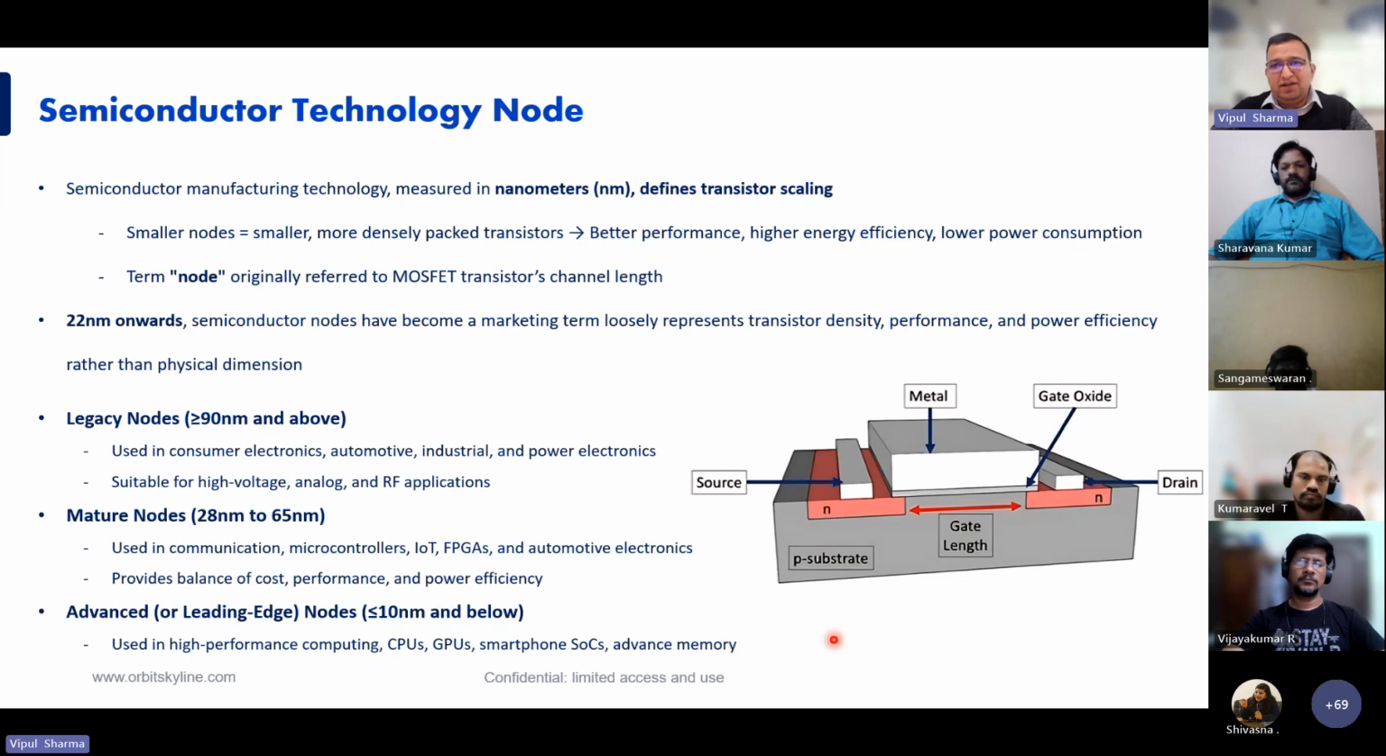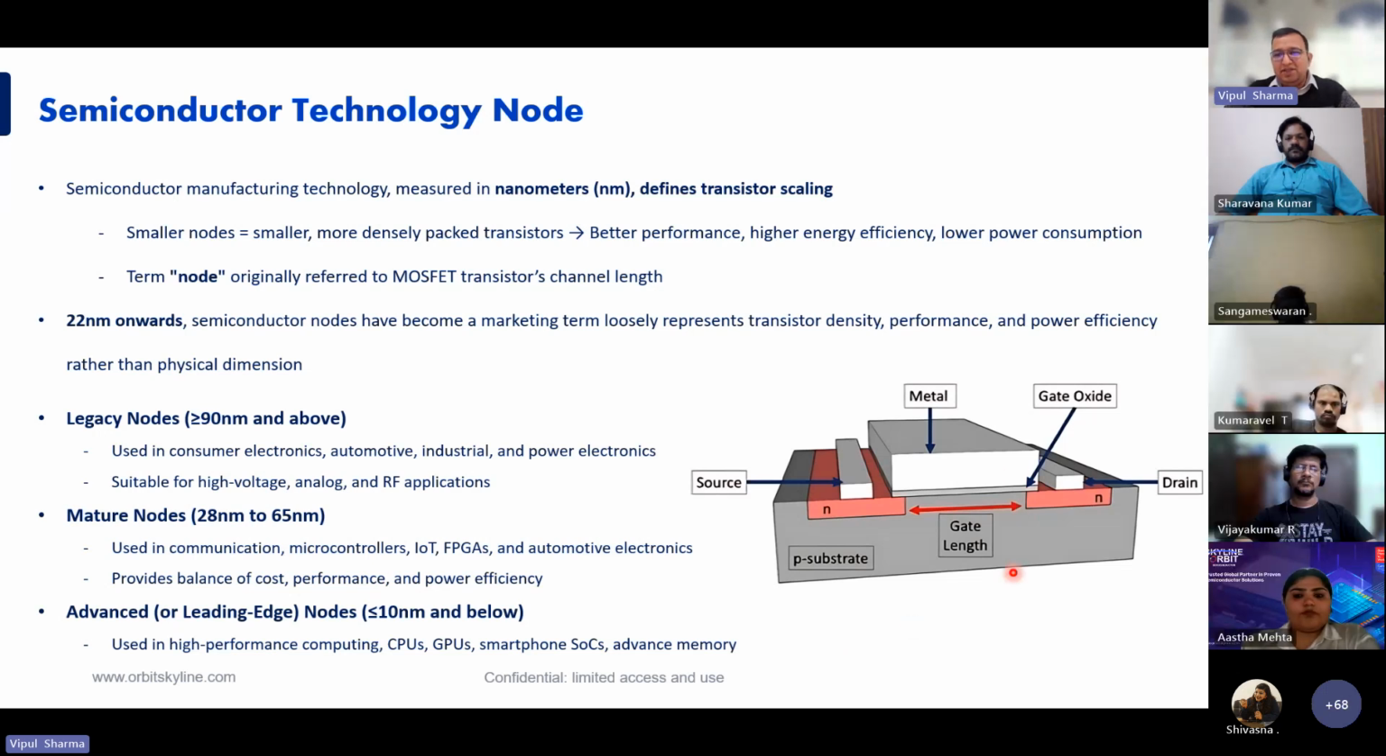Okay, so this is what a node represents. Whenever we talk about a foundry's nanometer node, it means the smallest transistor which they can fabricate will come to that number, like 180 or 90 nanometer or 65.